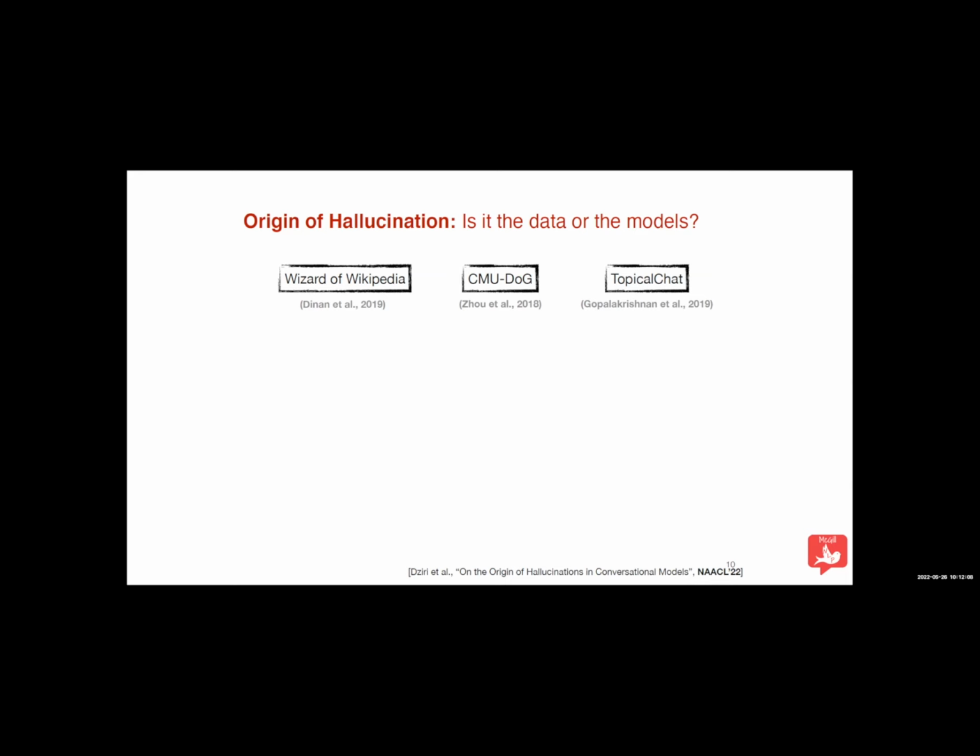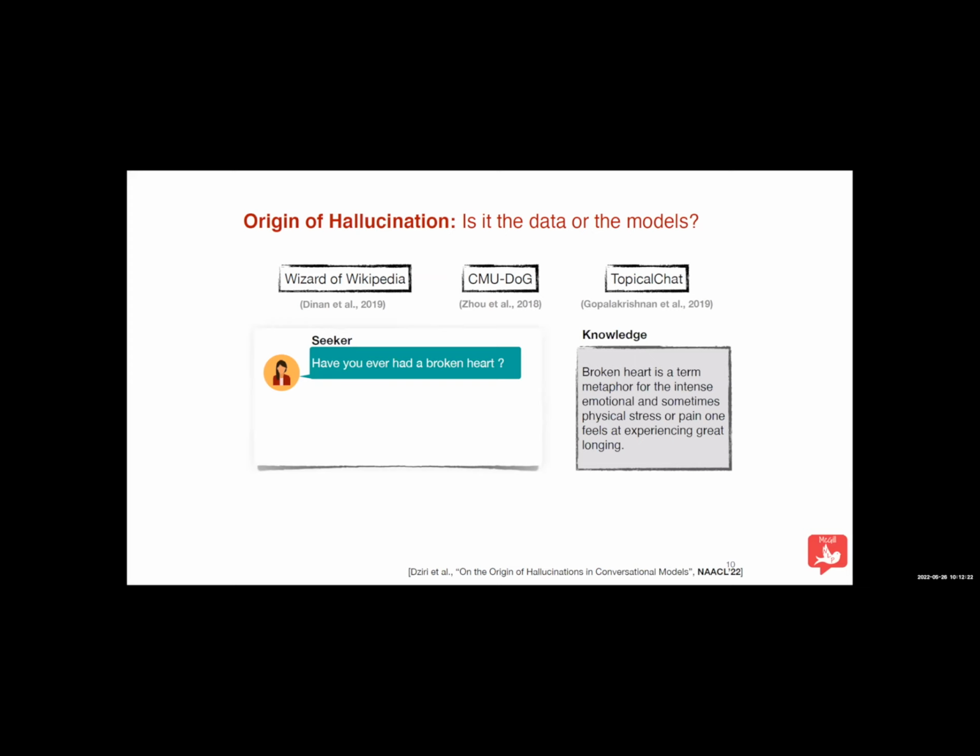And the setup is as follows. If you have a seeker, "Have you ever had a broken heart?" So this is a person interacting with the system. And the first step the wizard has to do is retrieve a relevant piece of knowledge. So that would be something like, a broken heart is a term, and you see it's an emotional, intense, everything. And now it's the wizard's turn to reply based on this knowledge snippet. And here the wizard says, "Yes, I did last year when I broke up with my girlfriend. It was terrible." It's a very amusing response.